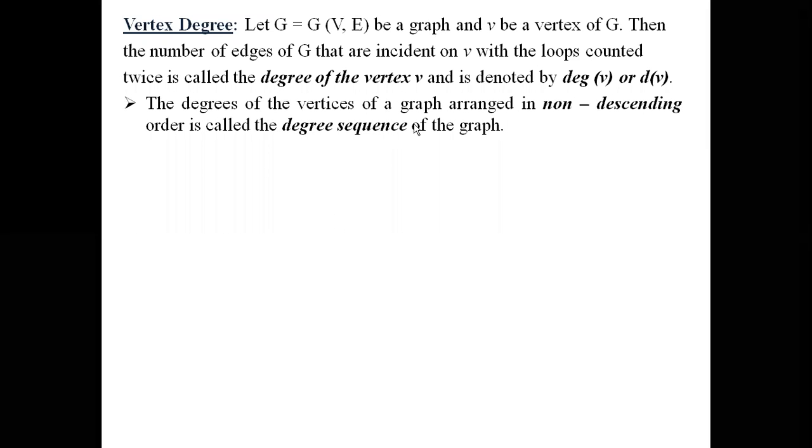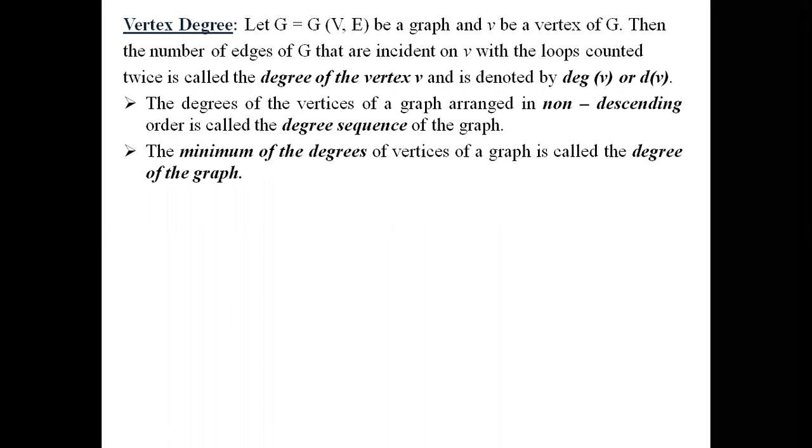The degree of the vertices of a graph arranged in non-descending order is called the degree sequence of the graph. So we have the degrees of all the vertices of a graph, and if we arrange them in non-descending order, then that gives the degree sequence of the graph. The minimum of the degrees of vertices of a graph is called the degree of the graph. So whatever the minimum of the degrees is, that gives us the degree of the graph.